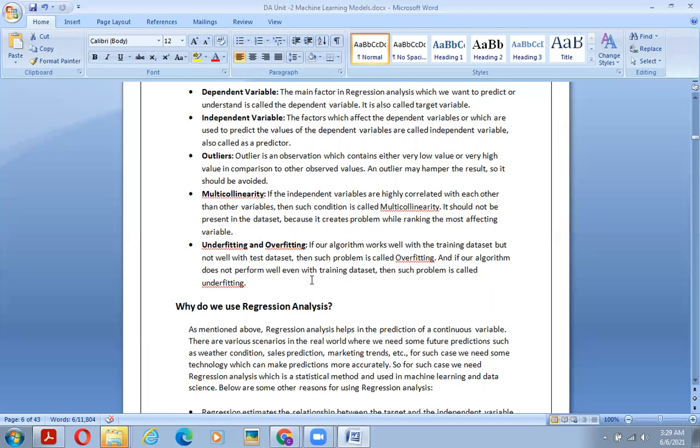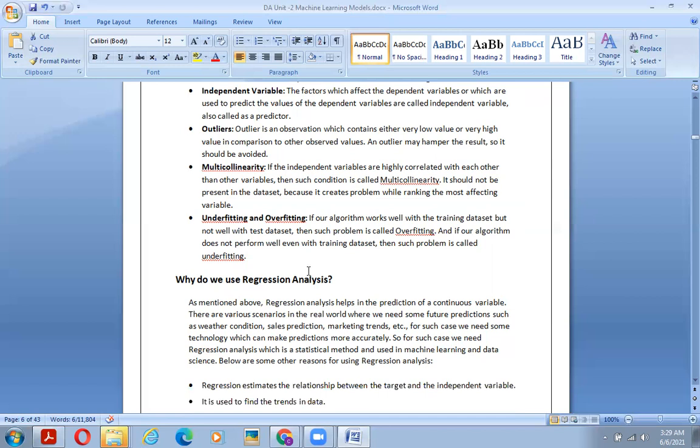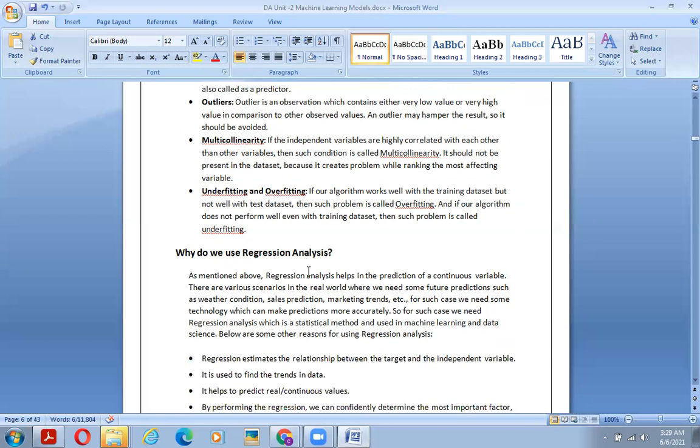Next is underfitting and overfitting. If our algorithm works well with the training data set but not well with the test data set, then such a problem is called overfitting. We are fine with the training data set, but it is not working well on new data. And if our algorithm does not perform well even with the training data set, then such a problem is known as underfitting. We need to understand what these terms are, which will help us to make the model better.